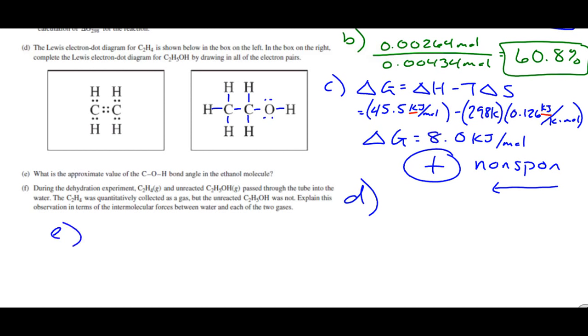We go to letter E on that. And it says, what is the approximate value of the COH bond angle in the ethanol molecule? So they're talking about this angle right here. All right, a Lewis electron dot diagram has nothing to do with angles. So if you look at that and you think linear, it has nothing to do with the geometrical three-dimensional relationships. It's just showing the relationships of the bonds to the lone pairs.